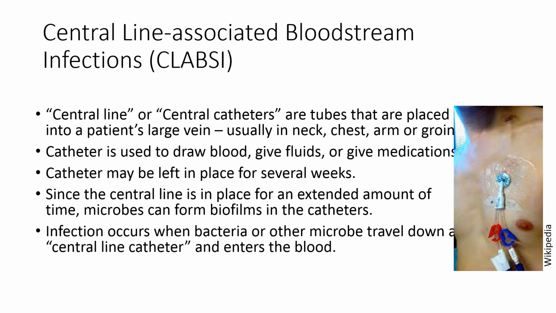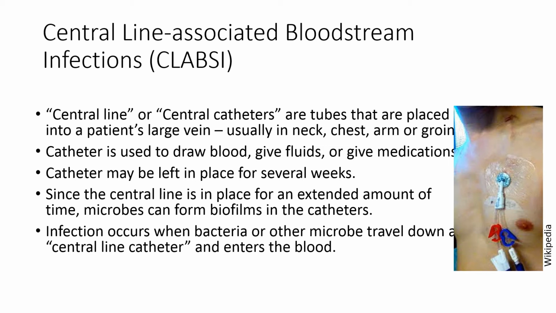A central line, also known as a central venous catheter, is a tube that's placed into a large vein in the neck, chest, arm, or groin of a patient. Usually this device is used to give medications or fluids, or it's used to draw blood for medical tests. These catheters are different from IVs because they access a major vein that's close to the heart, and they're left in place for weeks or months at a time.